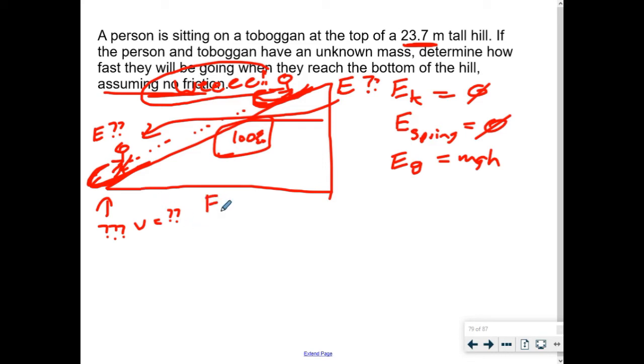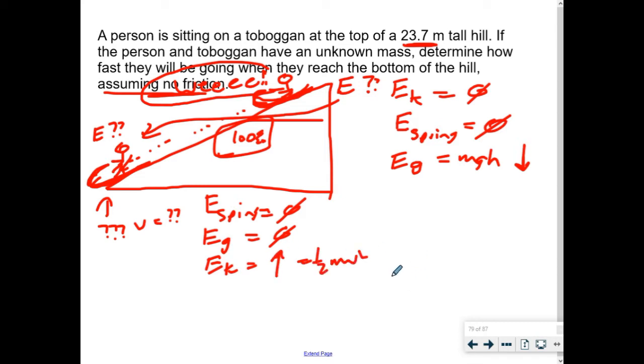Well, going through that same process, were there any springs going on? No. Do they have any energy left due to gravity at the bottom of the hill? Well, no, because they've used it all up. Their gravitational energy is decreasing. What's the only thing left then? Kinetic. It must have gone up, so they must have some 1/2 mv squared.